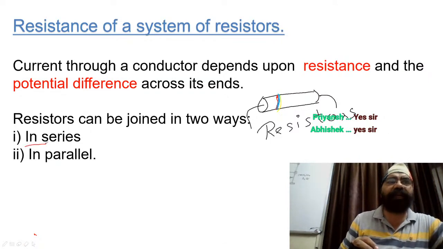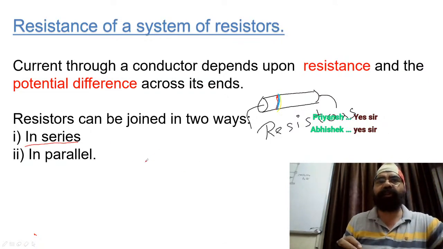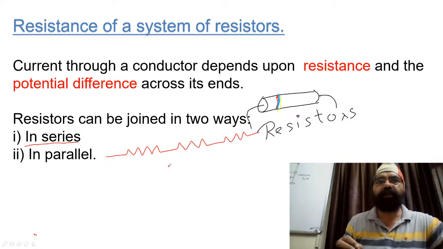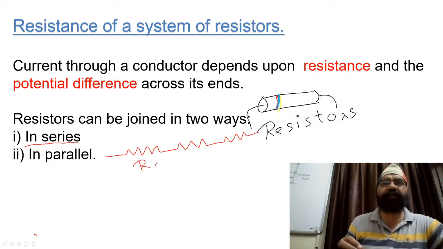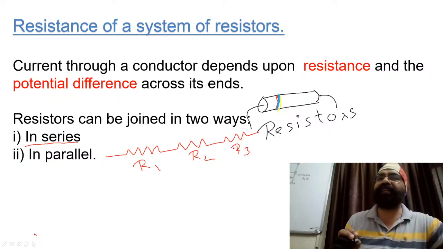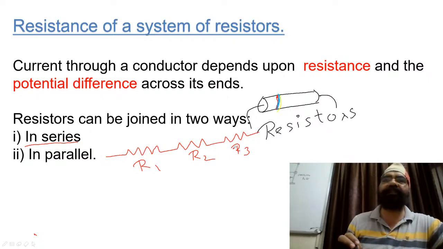The first one is series, in which the resistances are joined end to end. You can see this is 1, this is 2, this is 3. So I have got 3 resistors: this is R1, this is R2, and this is R3, and now they are connected in series. When I join them end to end, they are known to be connected in series.